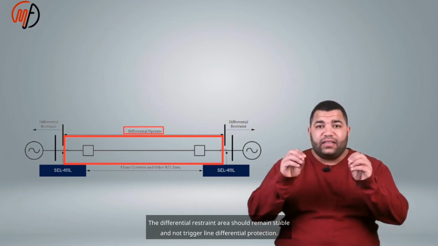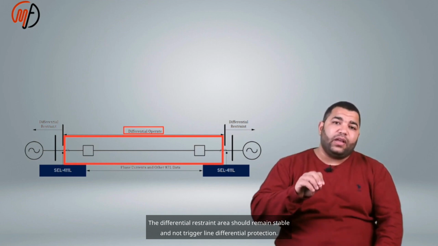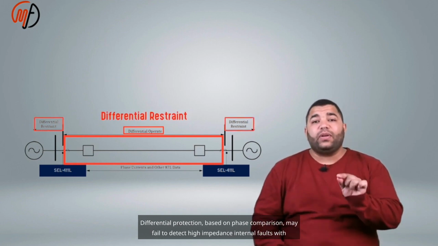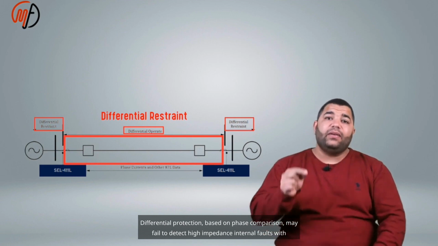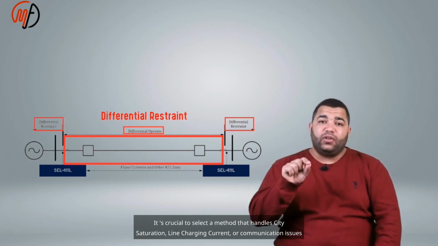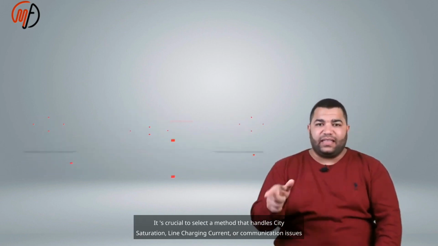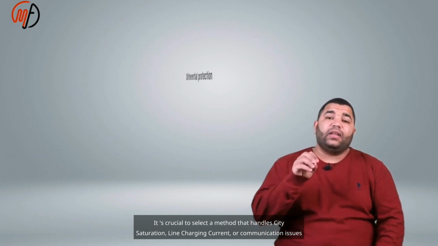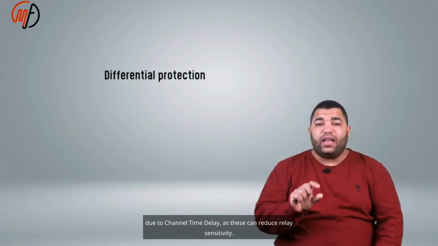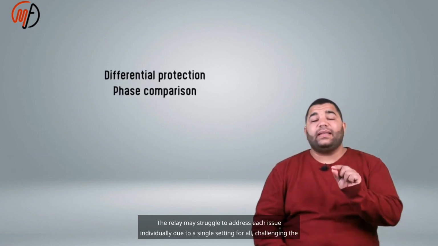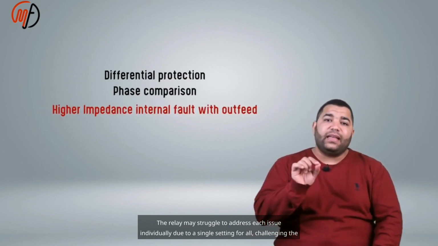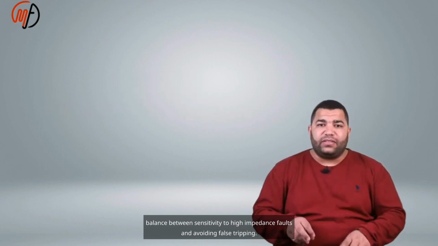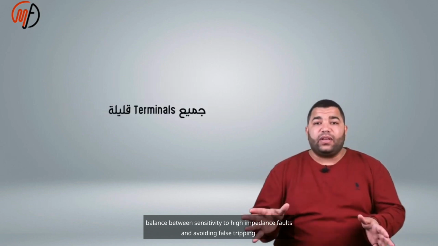The differential restraint area should remain stable and not trigger line differential protection. Differential protection, based on phase comparison, may fail to detect high impedance internal faults with minimal fault current contribution. It's crucial to select a method that handles CT saturation, line charging current, or communication issues due to channel time delay, as these can reduce relay sensitivity. The relay may struggle to address each issue individually due to a single setting for all, challenging the balance between sensitivity to high impedance faults and avoiding false tripping.